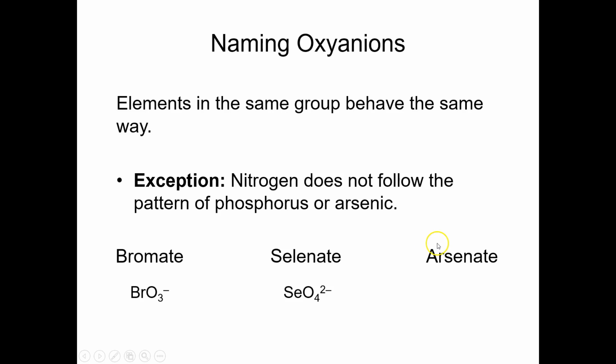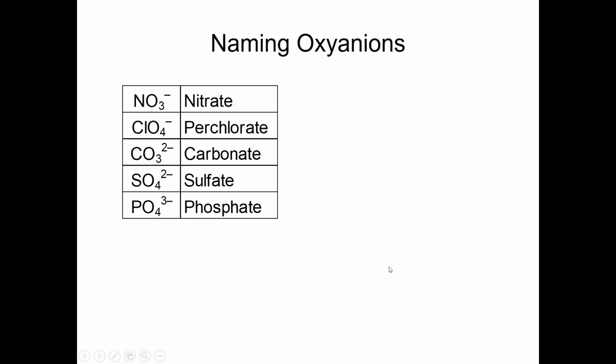Arsenate. Once again, we're looking at something that we haven't learned, but arsenic is in group 5, the same as phosphorus. So we can assume that arsenic is going to behave in terms of name, charge, and number of oxygens the same as phosphorus. Because phosphate is PO4 3 minus, we can correctly assume that arsenate is going to be AsO4 3 minus. So let's go back to the ones that looked so daunting a few minutes ago and see if we can name them now.